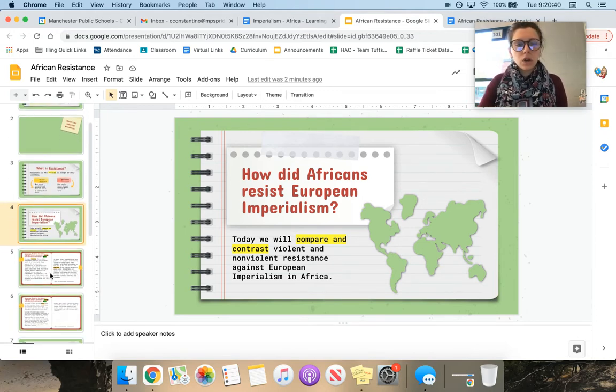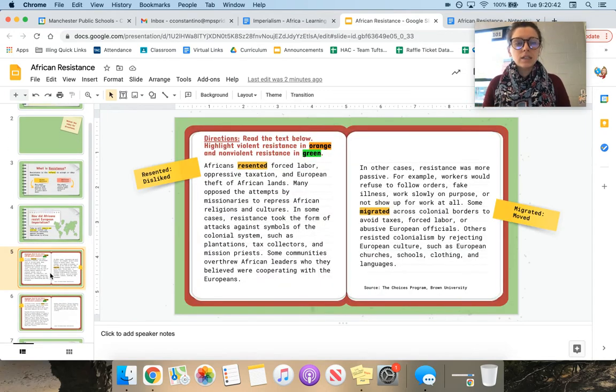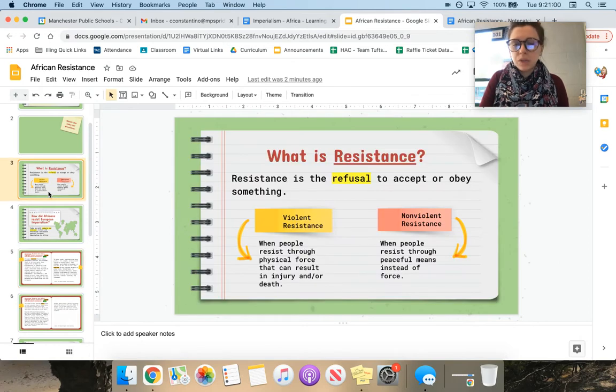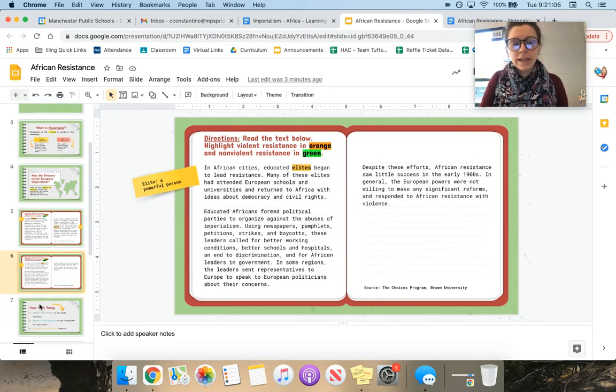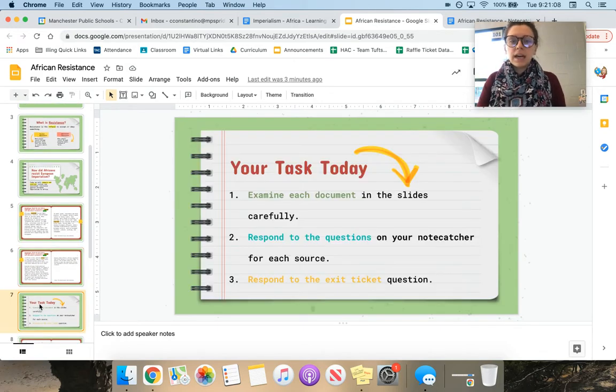So you're going to start by reading the text on slide 5 and 6. And as you're reading, you're going to do some highlighting. I would like you to highlight violent resistance in orange and nonviolent resistance in green. And again, if you need the distinguishing factors of each one, go back to slide 3 and it tells you the difference. So again, on slide 5 and 6, you're going to do that highlighting, and then we're going to get to our big task.